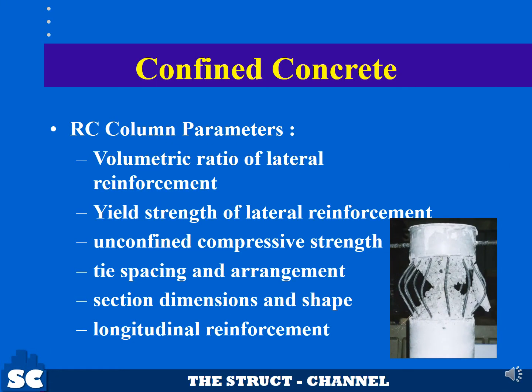So what are the parameters that contribute to the confined strength of concrete columns? Here are some of the parameters that are considered in the modeling. The volumetric ratio of lateral reinforcement, the yield strength of the lateral reinforcement or ties, the unconfined compressive strength, which is determined by uniaxial compressive test, the tie spacing, and of course the arrangement, the section dimensions and the shape of the column, longitudinal reinforcement.